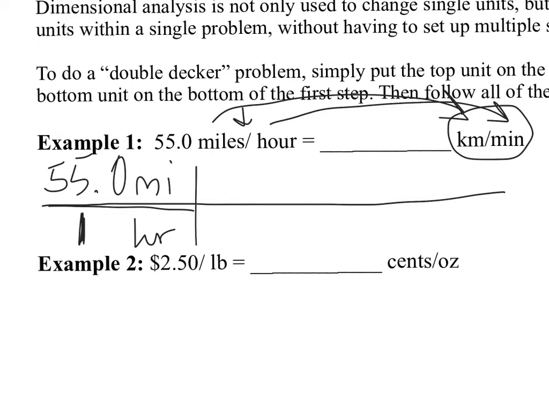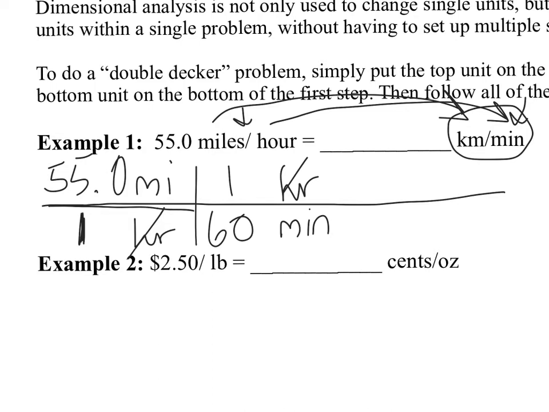So if hours is on the bottom right now, I want to put hours on the top and minutes on bottom. That way when I go in and start plugging in and doing all my math, a lot of my units cancel. My hours on the bottom are going to cancel out the hours on the top, and I'm going to be left with just the unit of minutes on the bottom of my problem, which conveniently is what I want, right? I want minutes on the bottom.